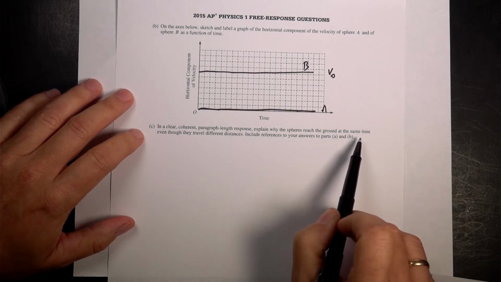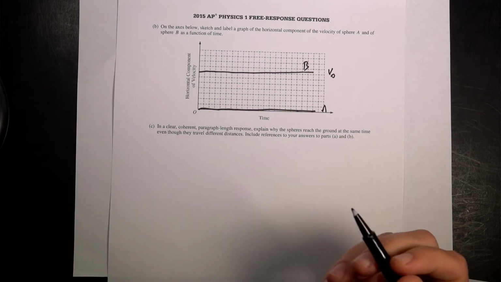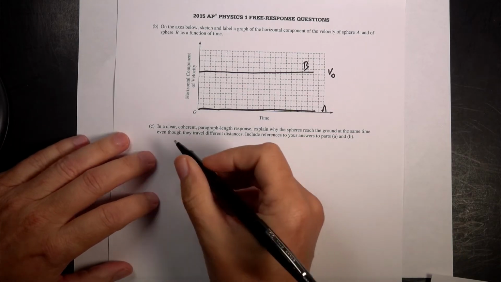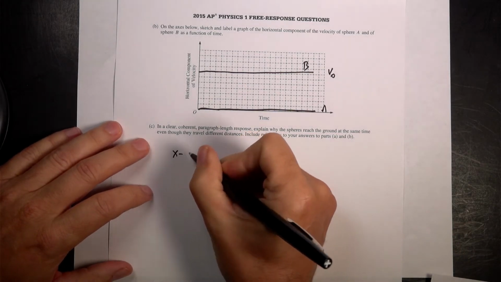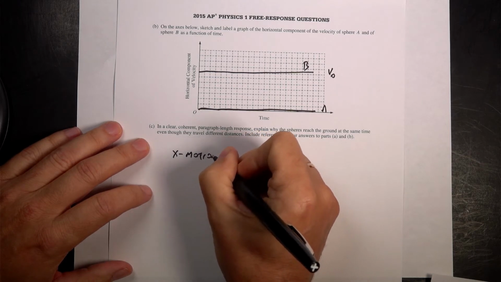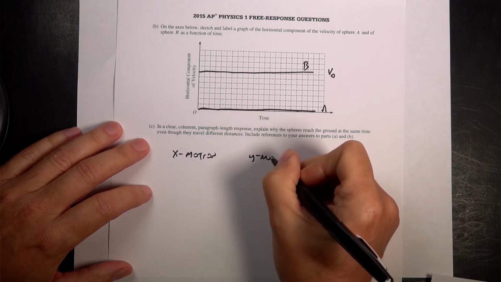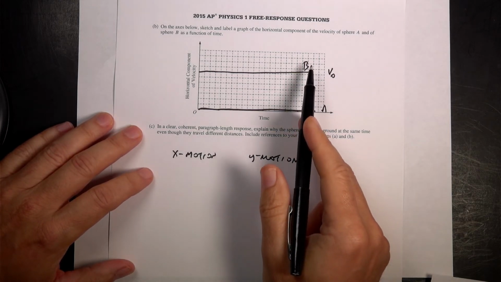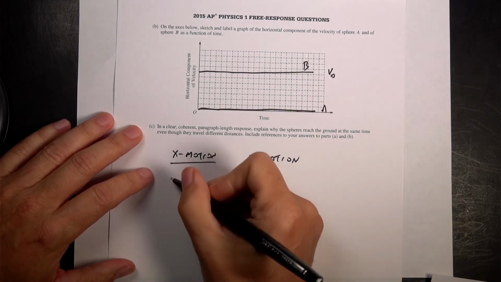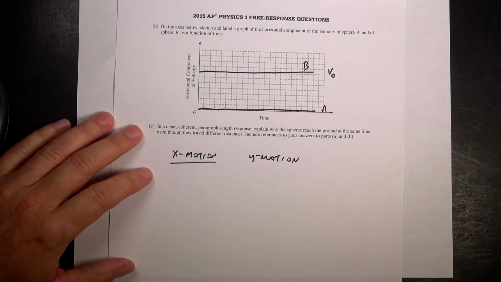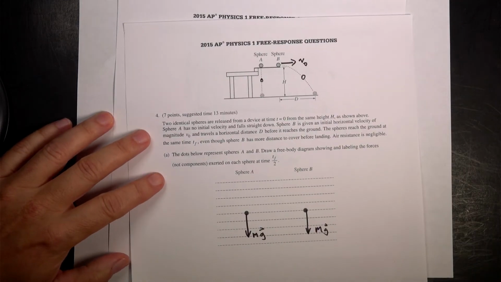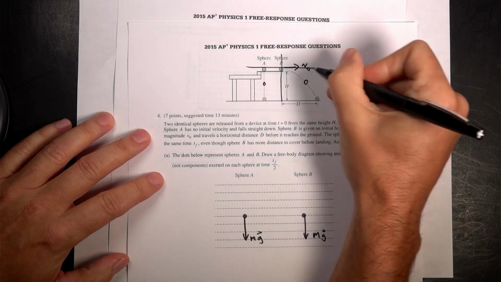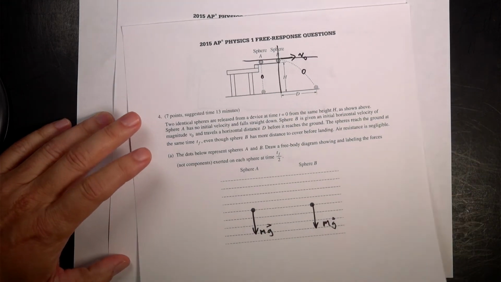In a clear, coherent paragraph length response, which I'm not going to write, explain why the spheres reach the ground at the same time, even though they are different distances. Okay, so I think the key thing here is for projectile motion, you can break this into X motion and Y motion for any projectile. So for object B, I could write this. The X motion, let's put this at X equals 0. That's my origin, just for fun.